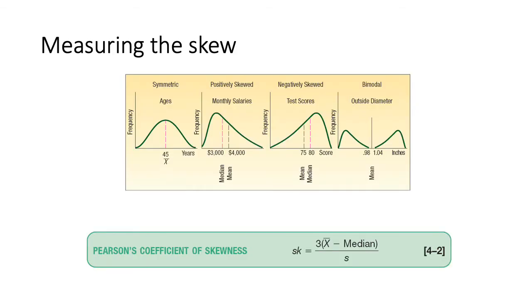So let's look at the equation for the coefficient of skewness. The skew of a distribution is equal to 3 times the mean, x bar, minus the median, divided by the standard deviation of the distribution. If we were to look at pictures of skew, a positively skewed distribution has a tail that is elongated on the right side of the data set. A negative skew is elongated on the left side of the distribution.